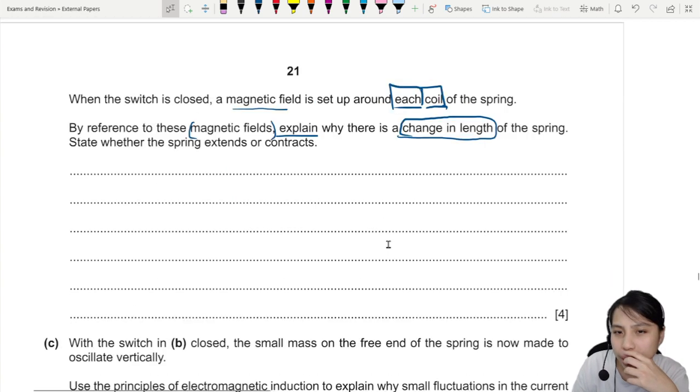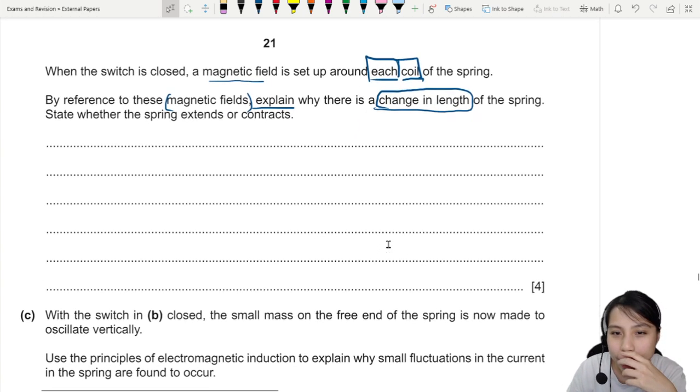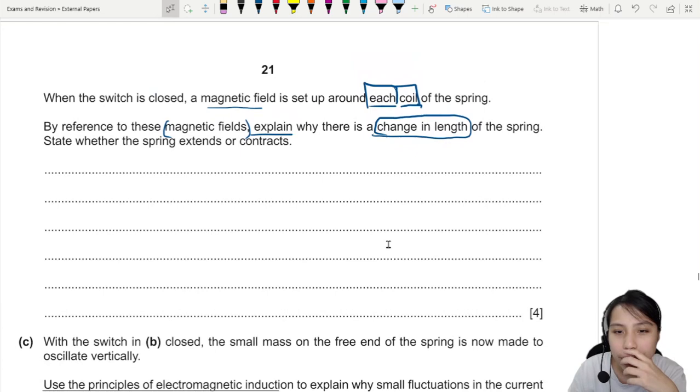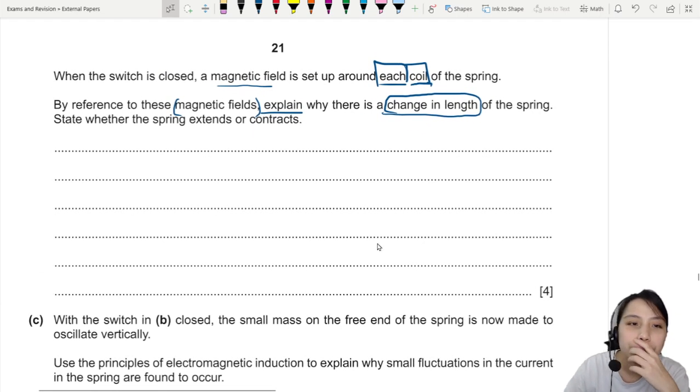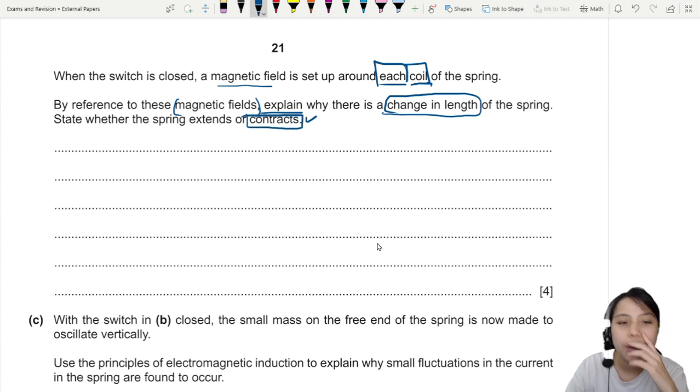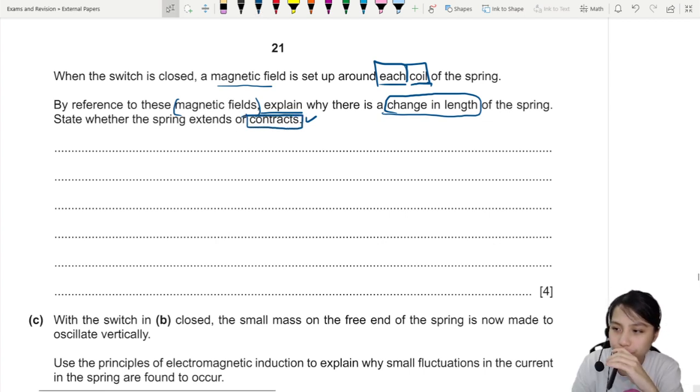But now we need to actually write it out. We need to explain by referring to the magnetic fields why there's a change in length. So we know it's going to contract. Let's put a check mark here. Okay. Let's talk about each magnetic field.